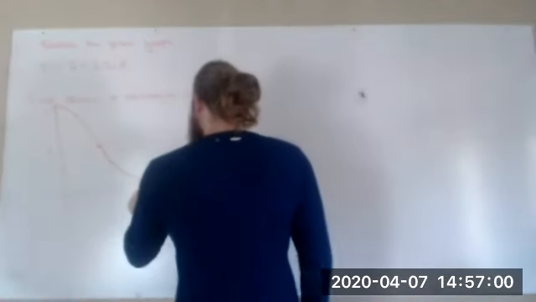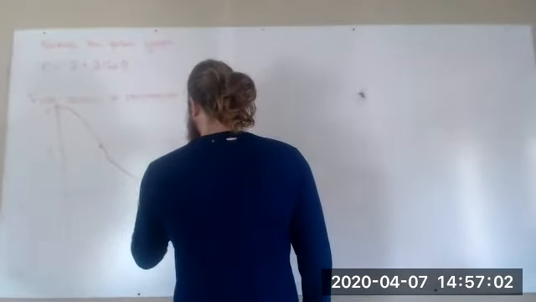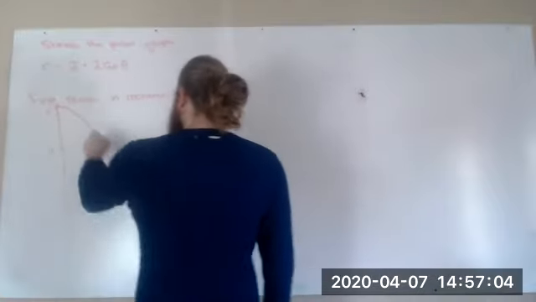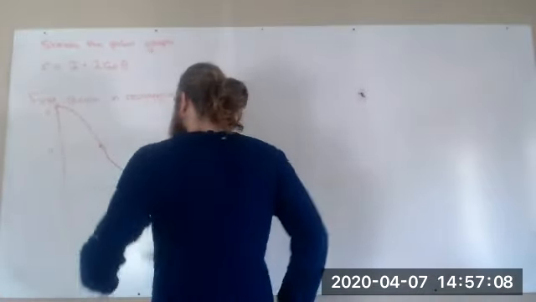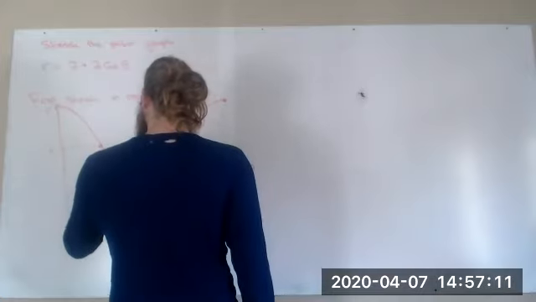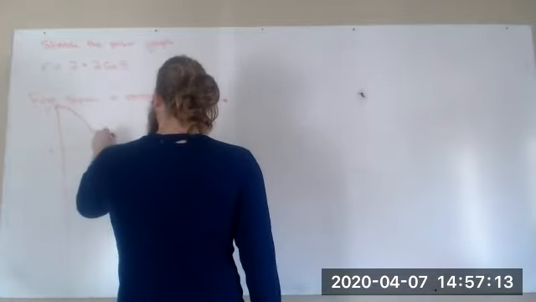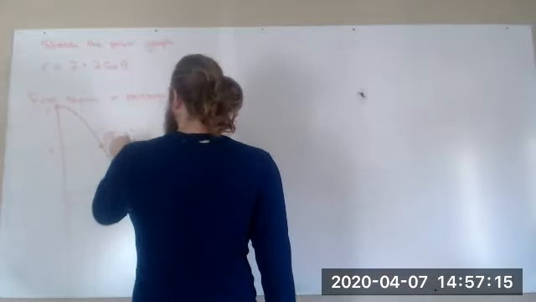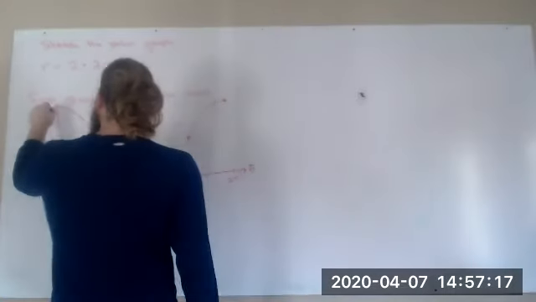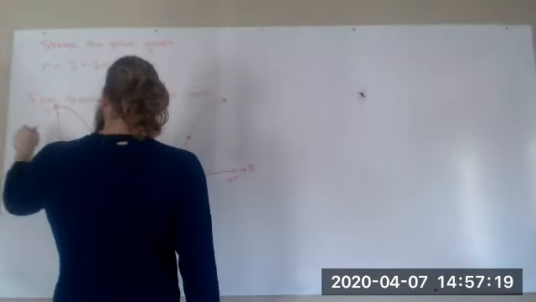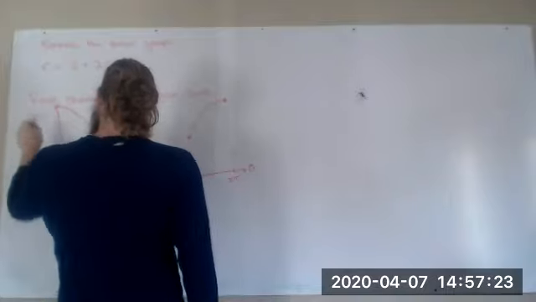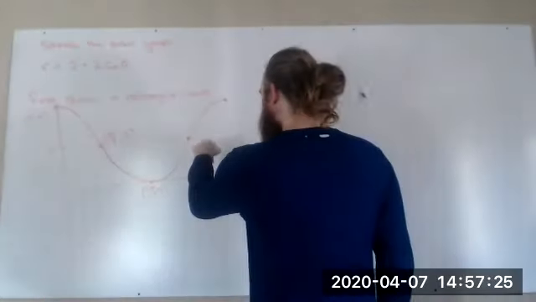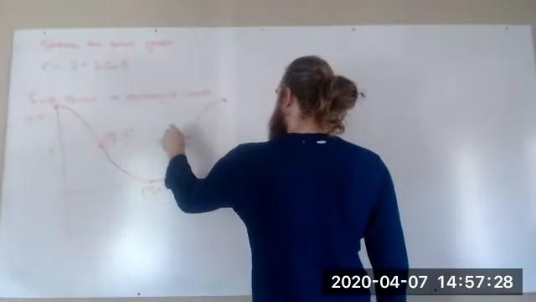So if this is 2 pi, then this is pi. This guy right here, where cosine comes through its equilibrium, is pi over 2. And then this point up here, of course, is 0, 4. Did I label this one? This is 3 pi over 2, 2.